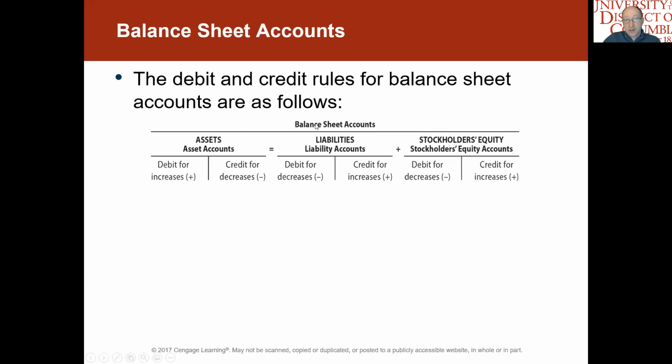The opposite of assets. These signs change on the opposite side of the equal sign. Assets: to increase assets, we debit. To decrease assets, we credit. The opposite is true for liabilities and equity, because it's on the opposite side of the equals sign. This goes back to the fundamentals of mathematics.